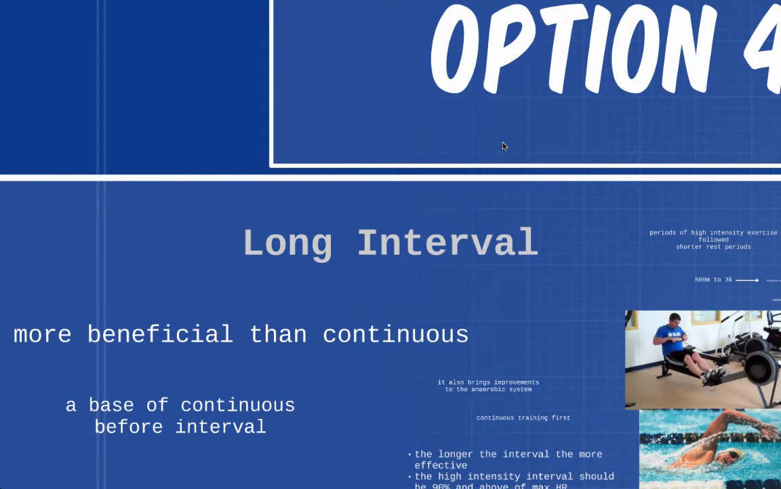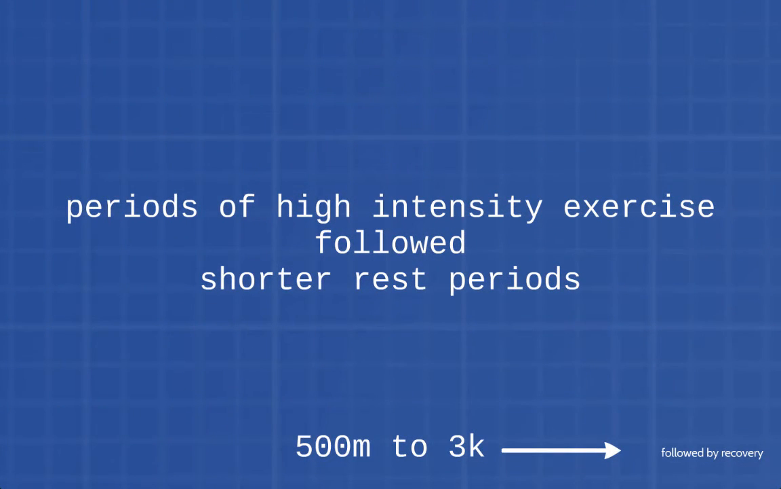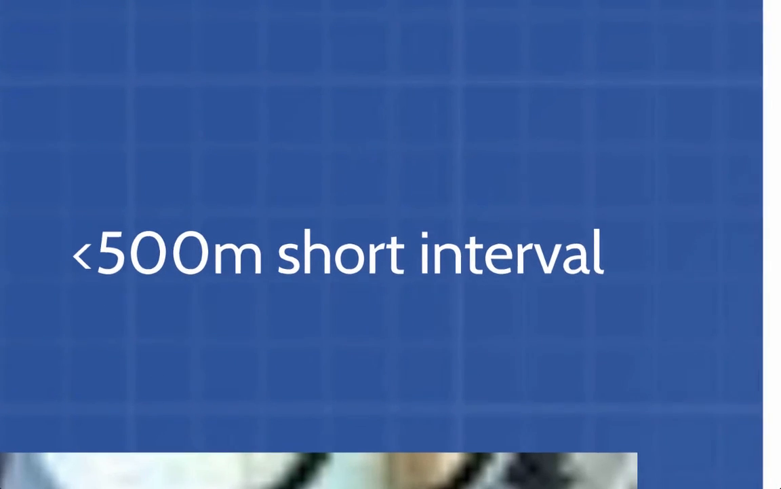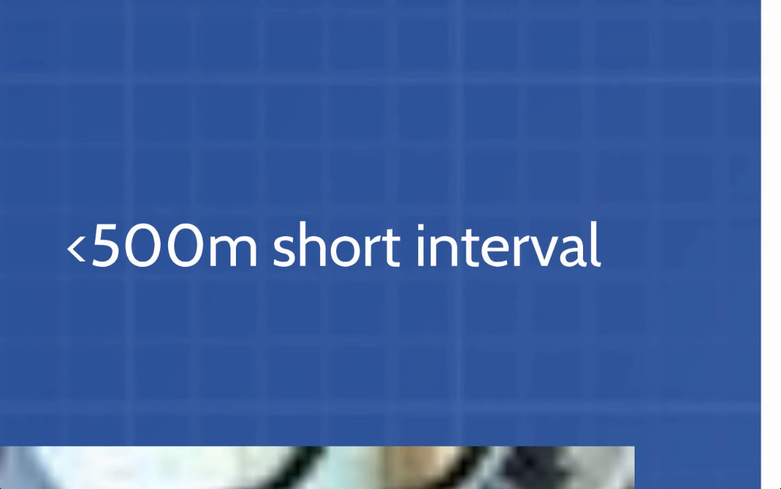The next syllabus suggestion for training is long interval. Interval training is high intensity or fast running with recovery periods of slower jogging. For long intervals, the athlete runs hard over any distance between 500 metres up to 3 k's, followed by a recovery jog or walk. Distances under 500 metres get classified as short interval.